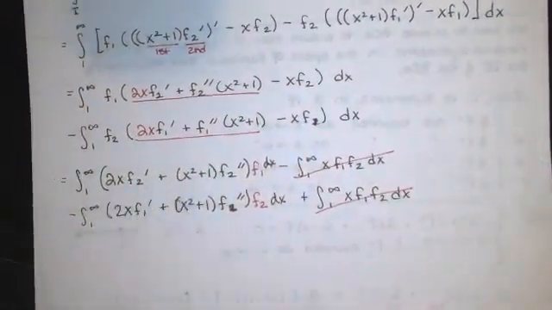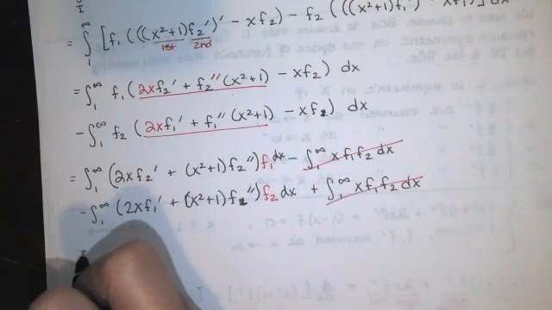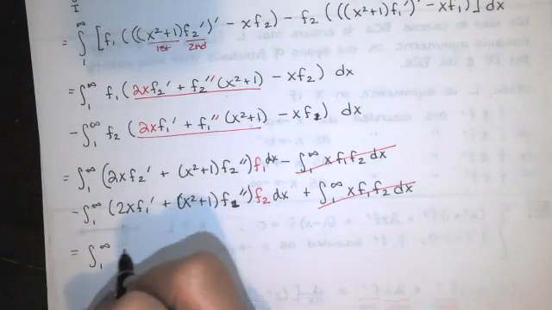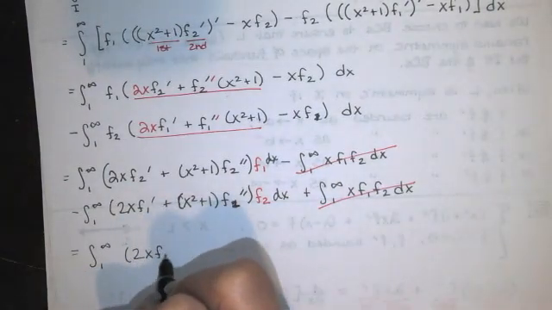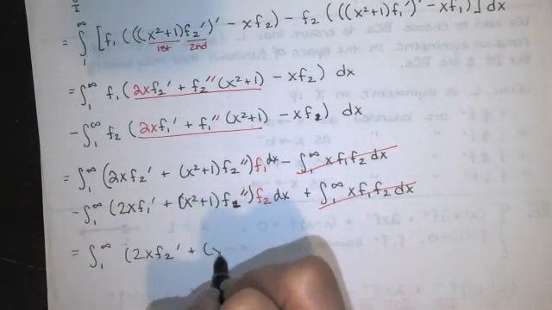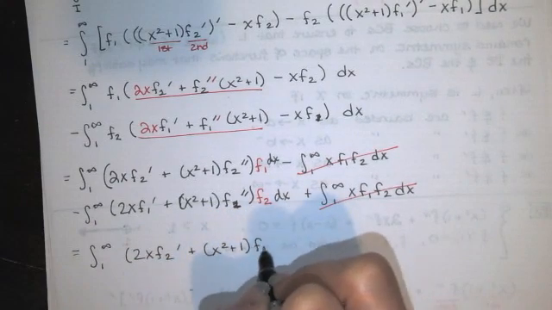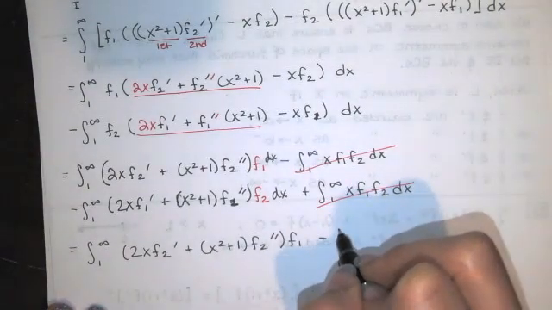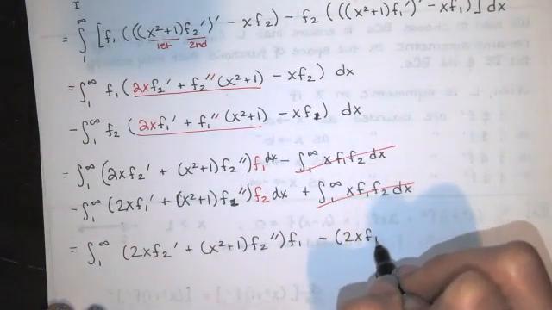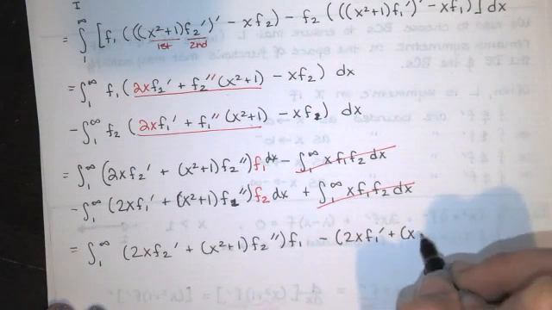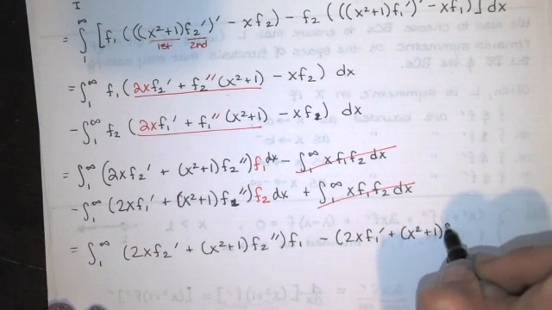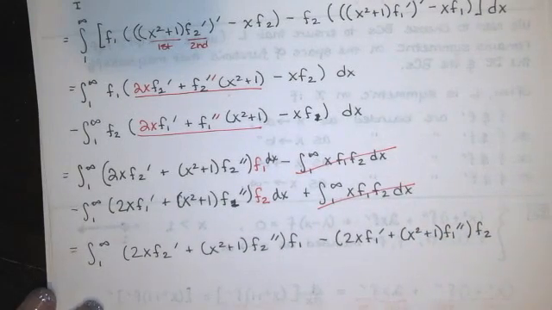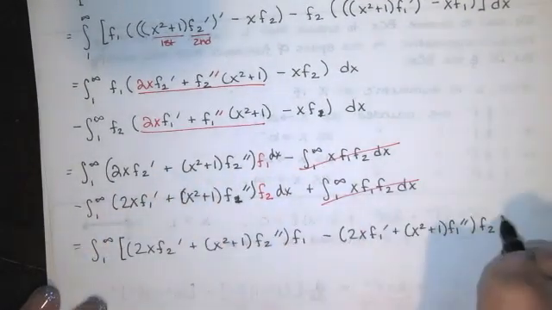Okay, so now we've got this integral. The integral from 1 to infinity of 2x f2 prime plus x squared plus 1 times f sub 2 double prime times f1 minus something that looks very similar, but with the subscripts switched. Alrighty.